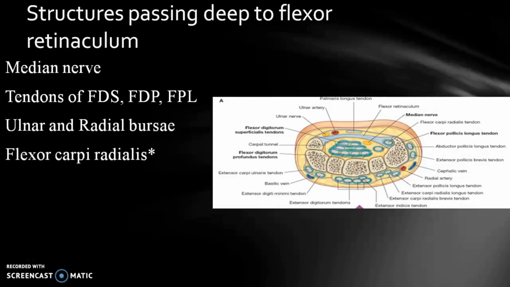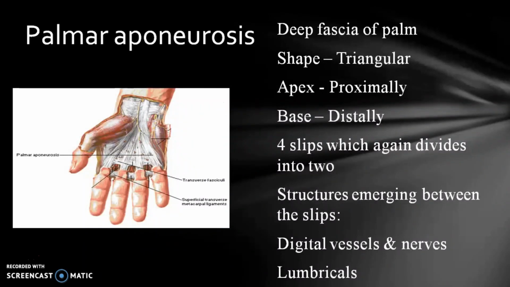And then we will move on to palmar aponeurosis. So deep fascia thickening we are seeing. First thing what we saw is flexor retinaculum and the structures passing through. Now we are going to see palmar aponeurosis seen in the palmar surface, and this is also a modification of deep fascia, which is triangular in shape, and the apex is proximally placed, base is distally seen, and four slits which again divide into two. You can make out this clearly.